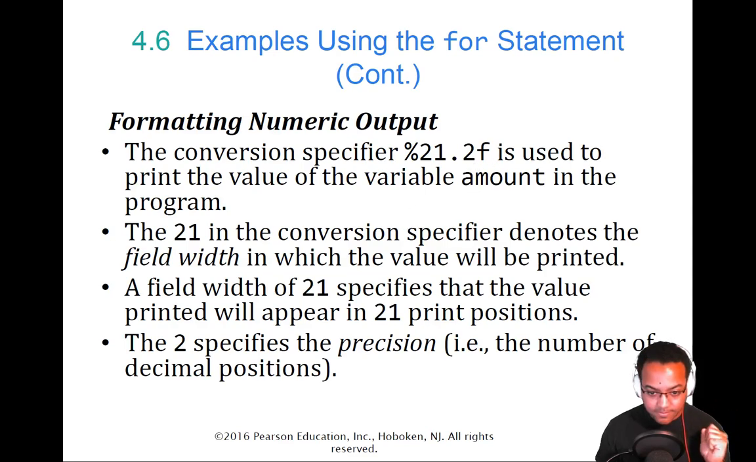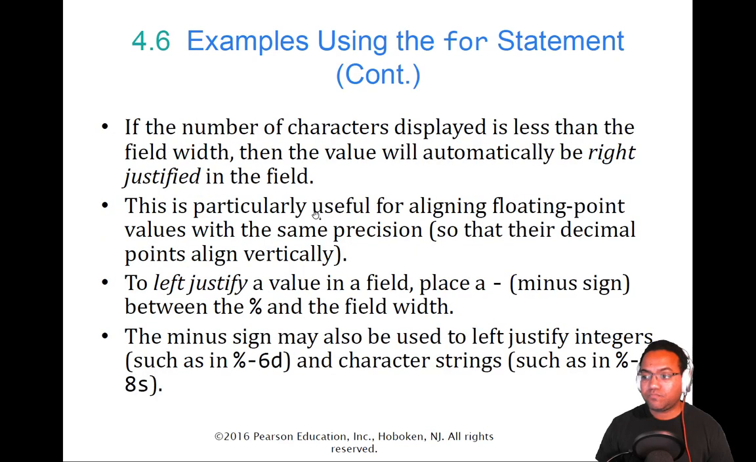6. And if you don't remember when I said that, go back a couple of videos to Unit 1 and you'll find it. If the number of characters displayed is less than the field width, then the value will automatically be right justified in the field. This is particularly useful for aligning floating point values with the same precision. To left justify a value in the field, place a minus sign between the percent and the field width, like this.